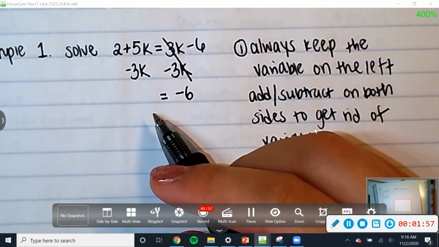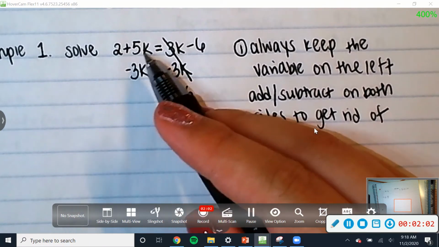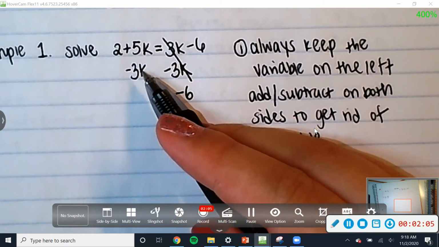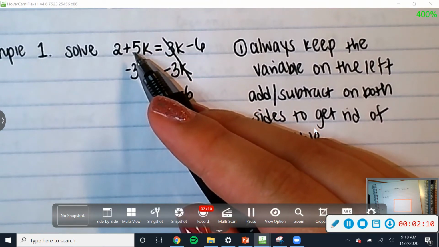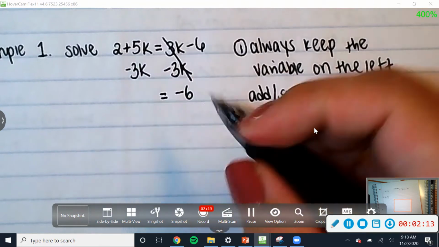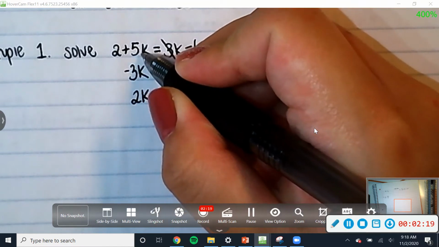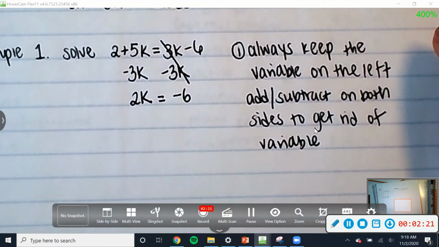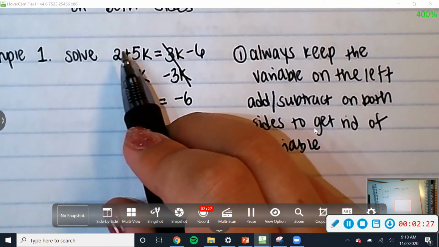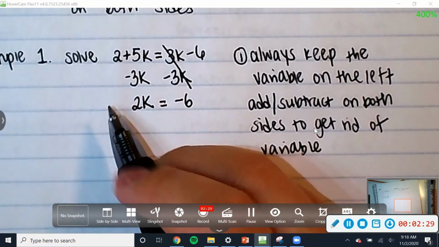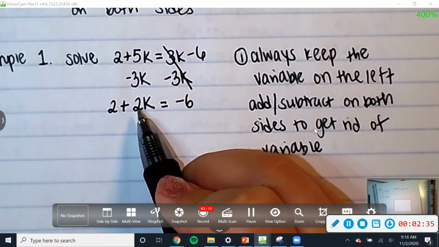Next, I want to make sure that my like terms are added together. So in this case, 5k and minus 3k are like terms. They both have the same variable. That means that I want to do 5 minus 3, which is going to give us 2, and I keep the variable here because we want to make sure that we keep that throughout. So 5k minus 3k will give us 2k. Next, I just want to make sure that this number here that was originally here just stays the same. We don't combine that with anything because this is a number, this is a variable, so we can't add those together.